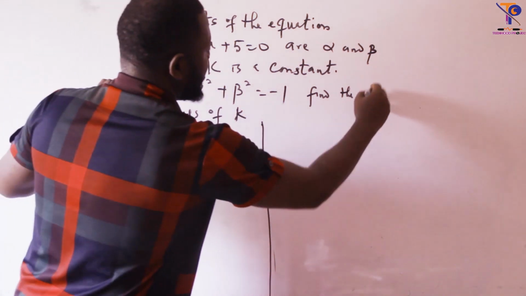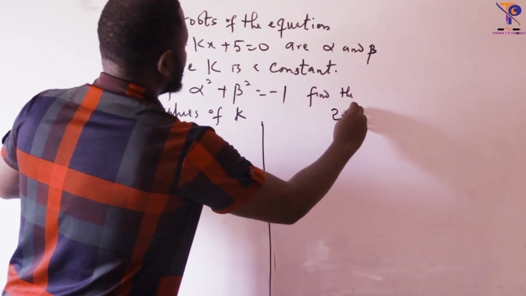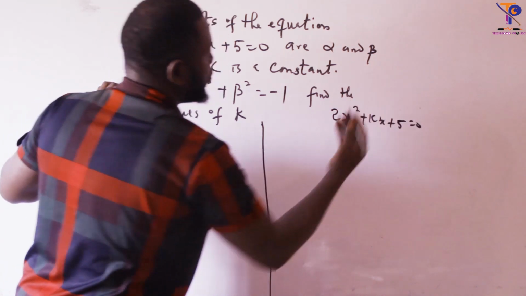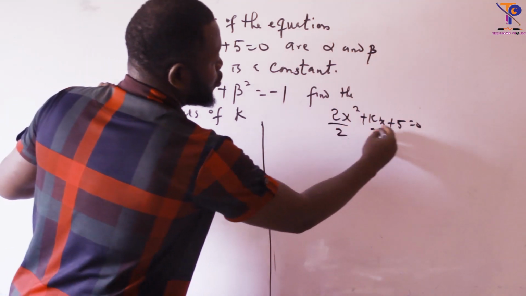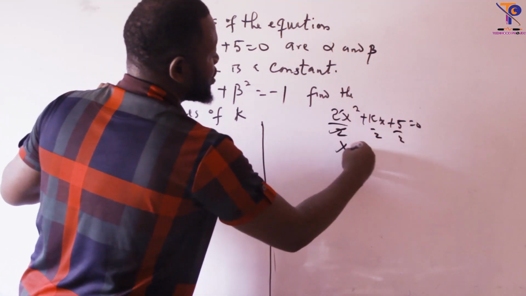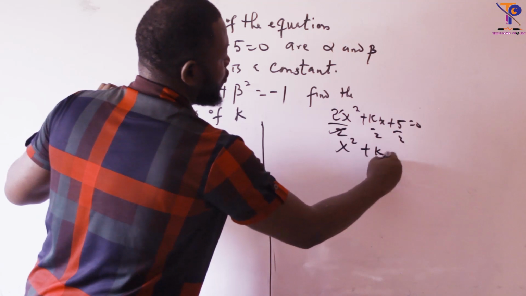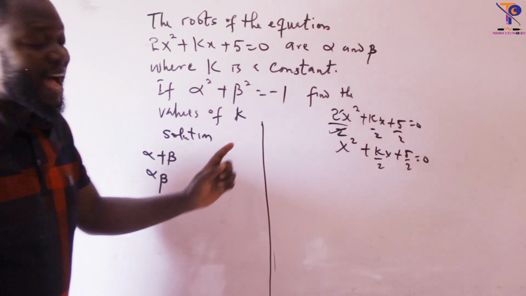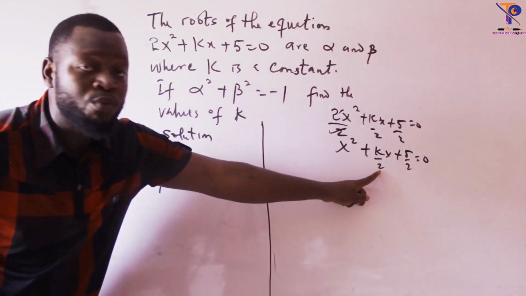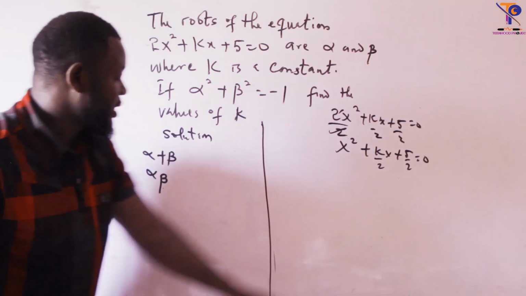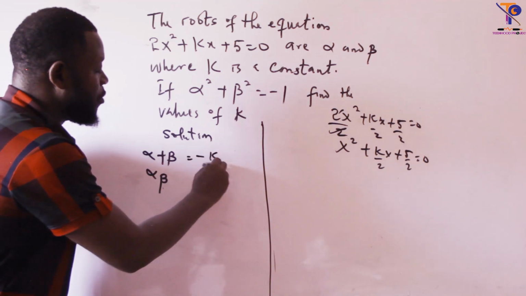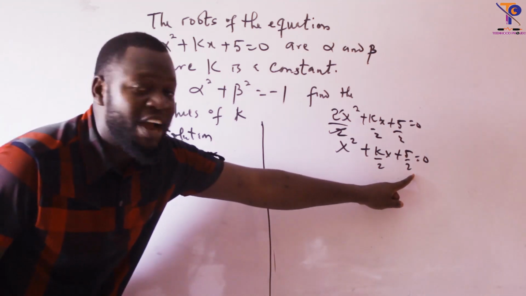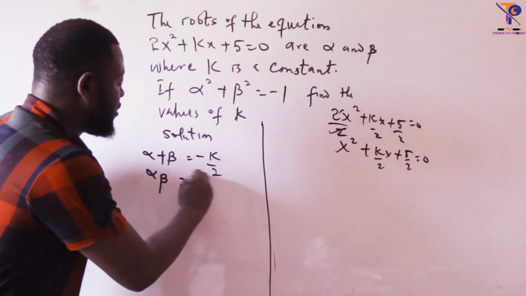From here I have 2x squared plus kx plus 5 is equal to 0. I will divide through by 2. So I'll have x squared plus k over 2x plus 5 over 2 equals 0. So my alpha plus beta will definitely be the negative of the coefficient of x here. That is going to be minus k over 2. And my alpha beta is going to be 5 over 2, that is the value there.